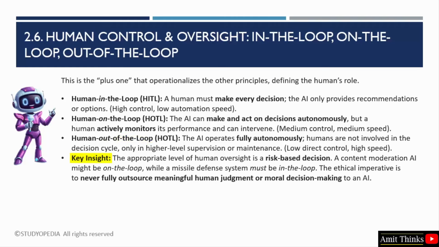So what is the key insight? Oversight levels should match the risk. A content moderation AI may be on the loop, while a missile defense system must be in the loop. Ethical design must preserve meaningful human judgment. So in this lesson we explored how broad ethical concerns translate into practical principles.